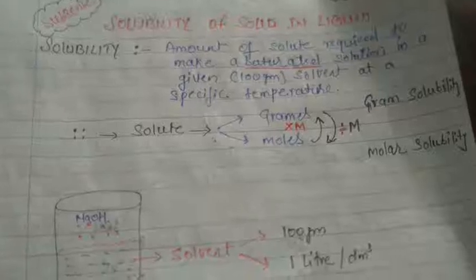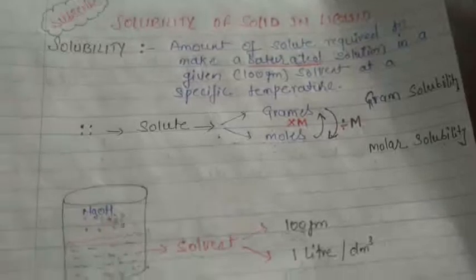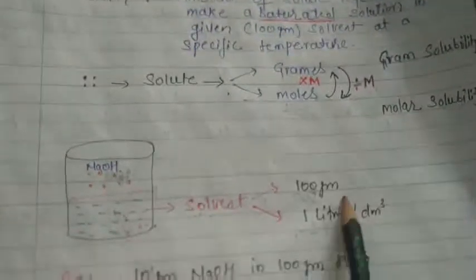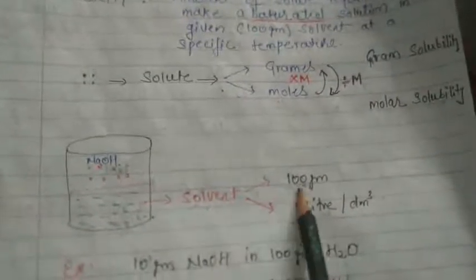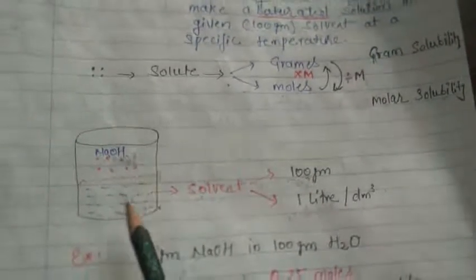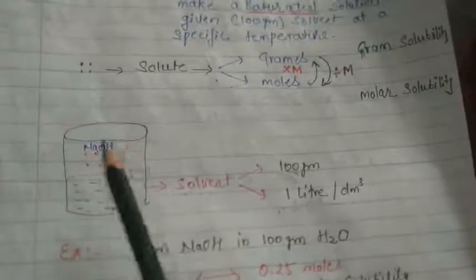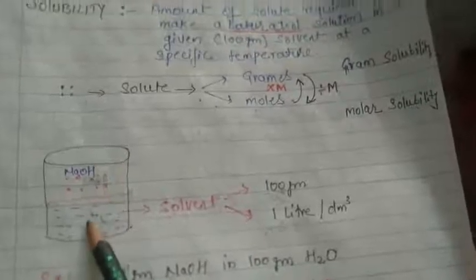Good morning, students. Here is our next topic, that is solubility of solid in liquid. First, what is solubility? See, if 100 gram of solvent is present, and in this 100 gram of solvent, how much amount of solute completely dissolves and makes a saturated solution? That amount of solute is known as its solubility.